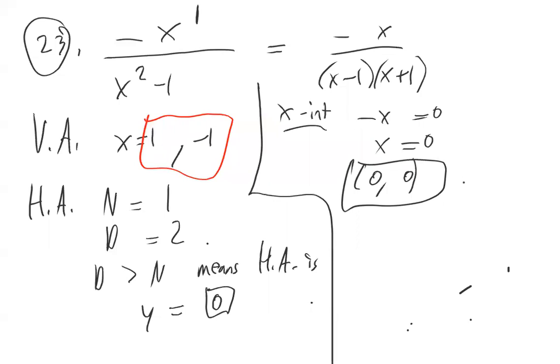So to find the y-intercept, you will plug in 0 into the equation, but if you plug 0 into the equation, you'll still get 0, 0. So the y-intercept is 0, 0.